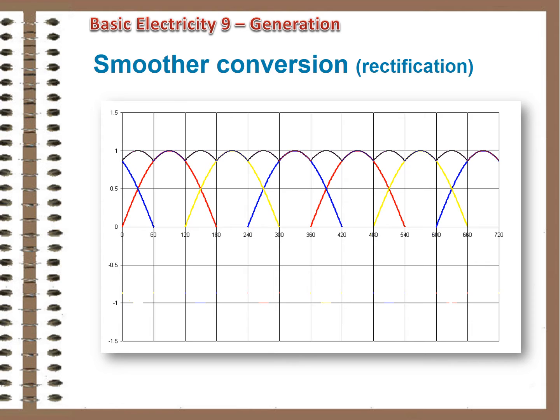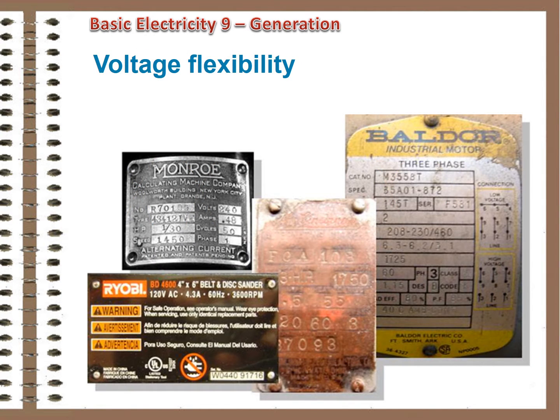If we need to make DC out of AC, and some customers require that, we do it by cutting off half the AC cycle. You get a smoother conversion using 3 phases. And finally, there's this. Combining the 3 phases in different ways allows flexibility in voltage supply to customers and circuit protection choices.